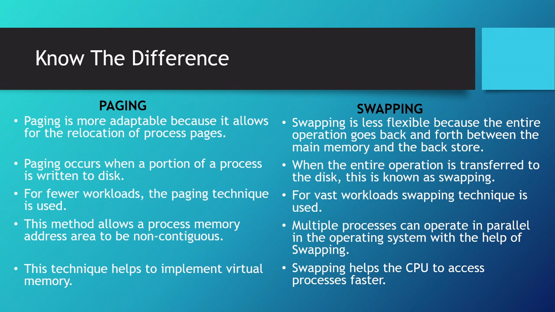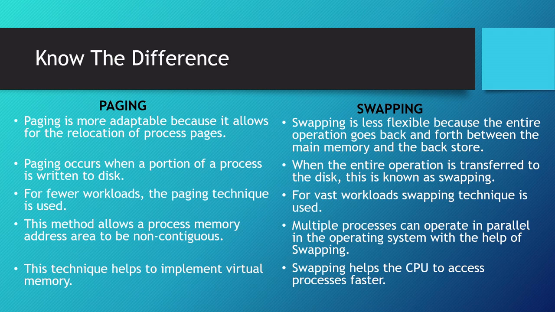Paging is more adaptable because it allows for the relocation of process pages. Swapping is less flexible because the entire process goes back and forth between the main memory and the backing store. Paging occurs when a portion of a process is written to disk. When the entire process is transferred to the disk, this is known as swapping. For small workloads, the paging technique is used. For vast workloads, the swapping technique is used.